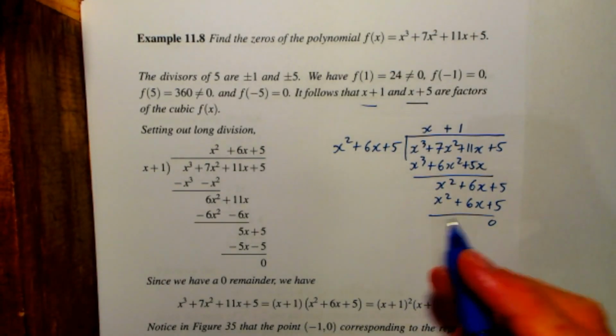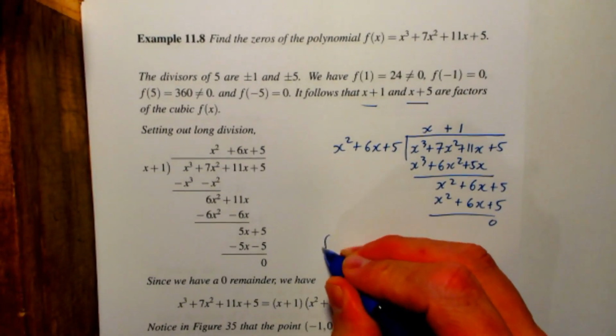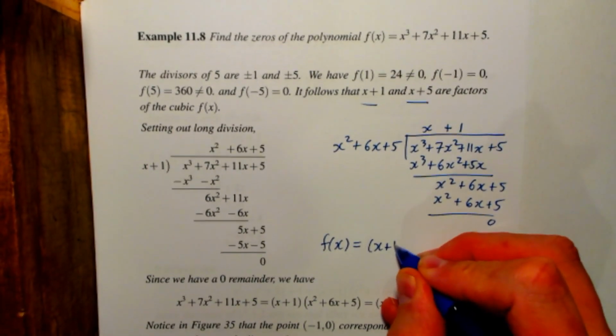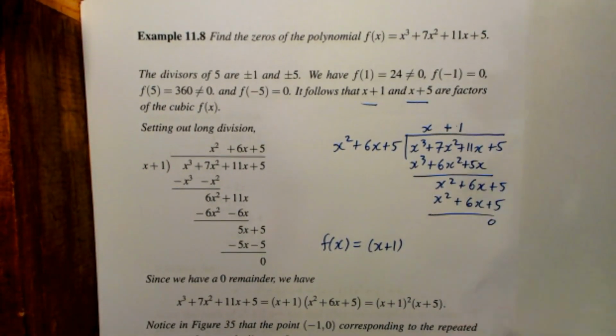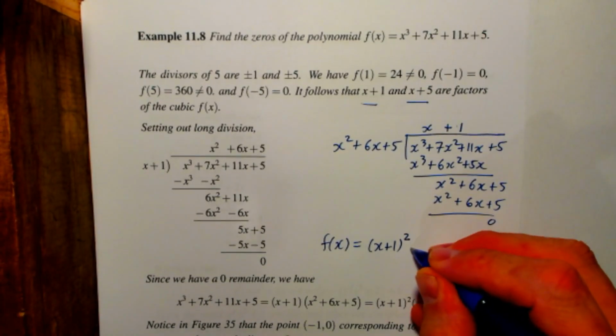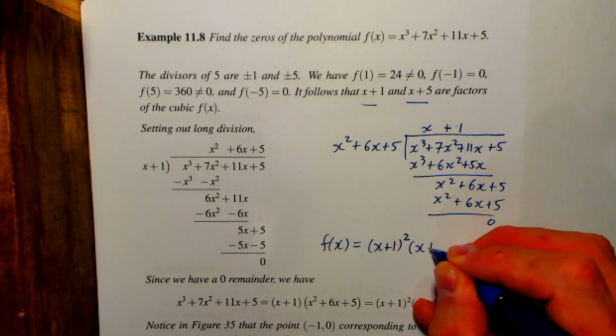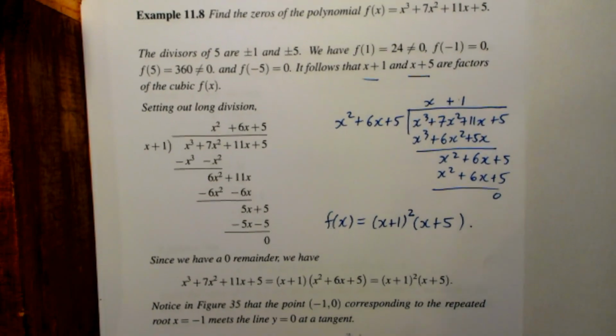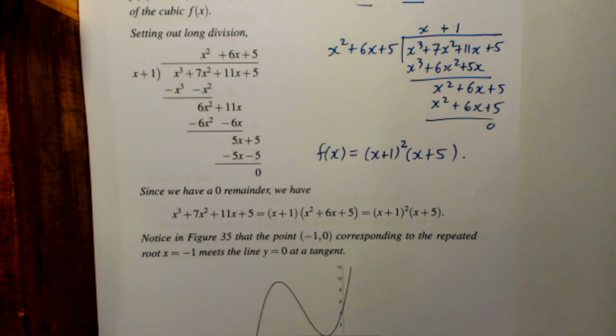And so that tells us that f of x is equal to x plus 1 times x plus 1, so there are two of them there, and times x plus 5. Okay, so we got this in another way. Now let's have a look at the plot.